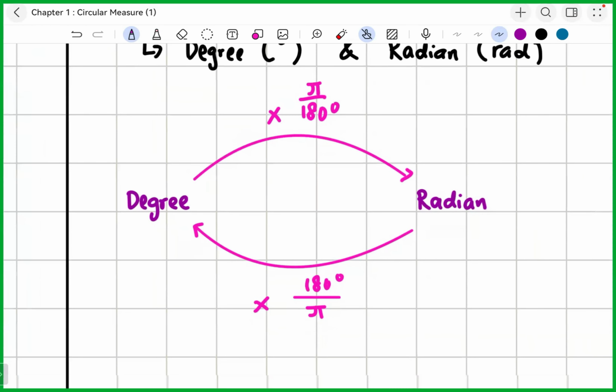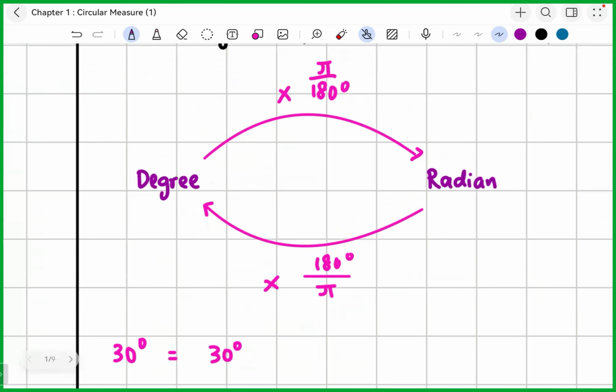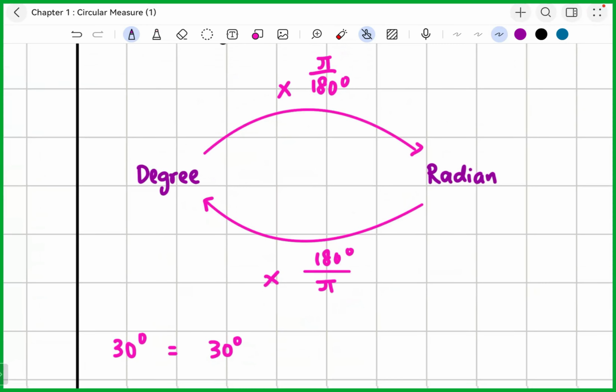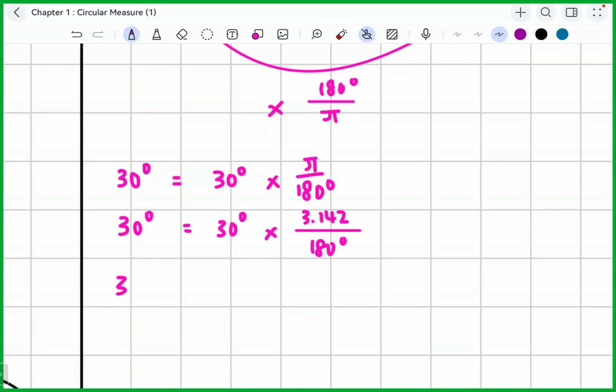So for example, let's say I have 30 degree over here and I want you to convert it from degree units to radian units. If I want to convert degree to radian, I have to times it with pi over 180. So 30 degree times pi over 180. Now substitute the value of pi, which is 3.142 over 180 degree. Just press the calculator: 30 times 3.142 over 180.